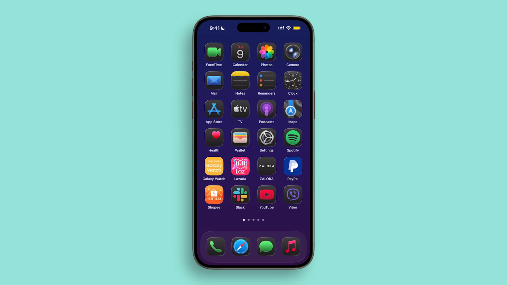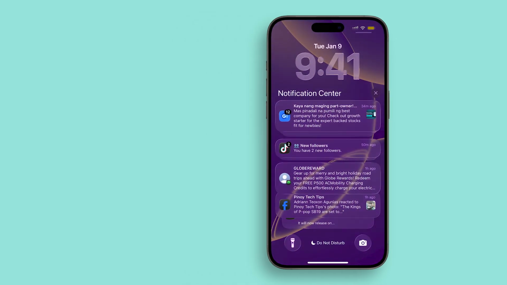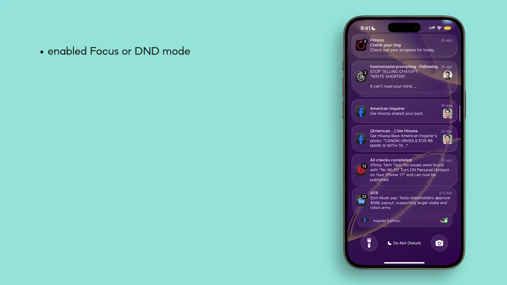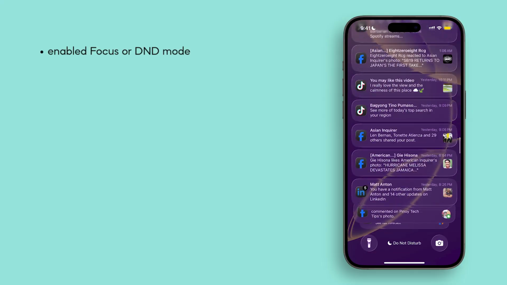The most common reason your iPhone 15 running iOS 26 isn't showing notifications is that Focus or Do Not Disturb mode is enabled. Disabling it immediately restores incoming alerts for messages, apps, and calls.